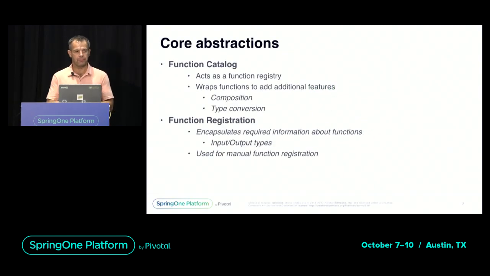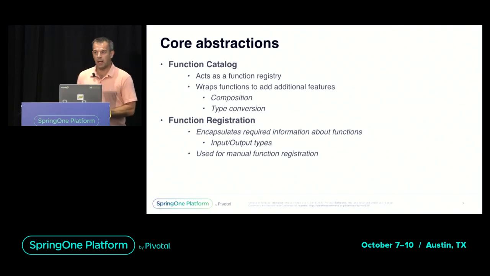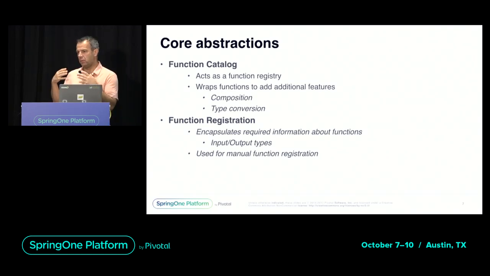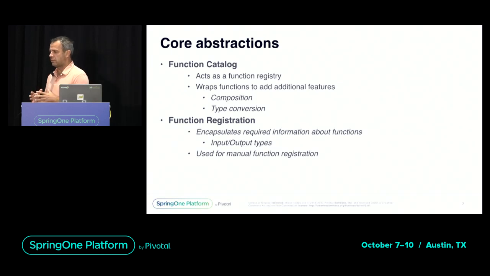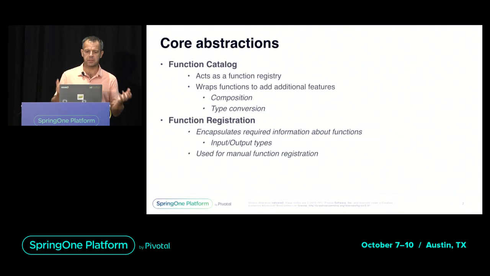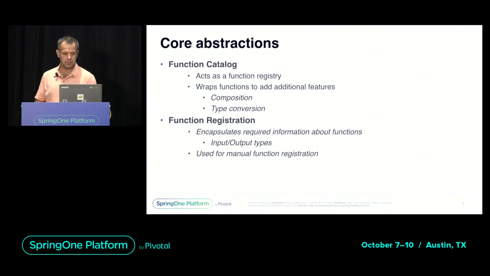Okay, last slide before we get into coding. When you're working with Spring Cloud Function, there are really only two interfaces, two strategies that you have to be familiar with. The first one is the function catalog, which is the primary place for interacting with functions. You get them out of a function catalog, okay? It essentially acts as a function registry. It wraps functions to add additional features such as composition, type conversion, and so on and so forth, right?